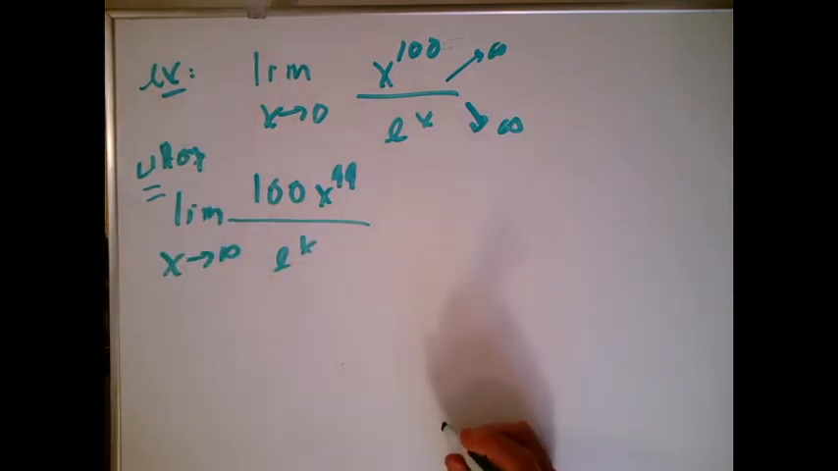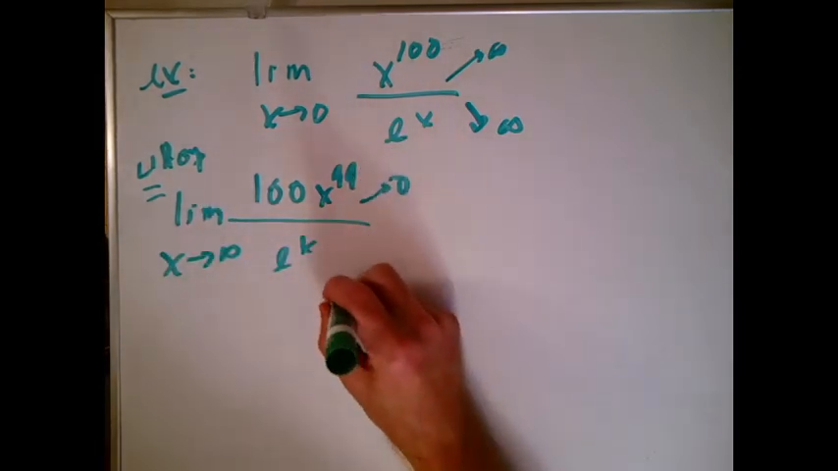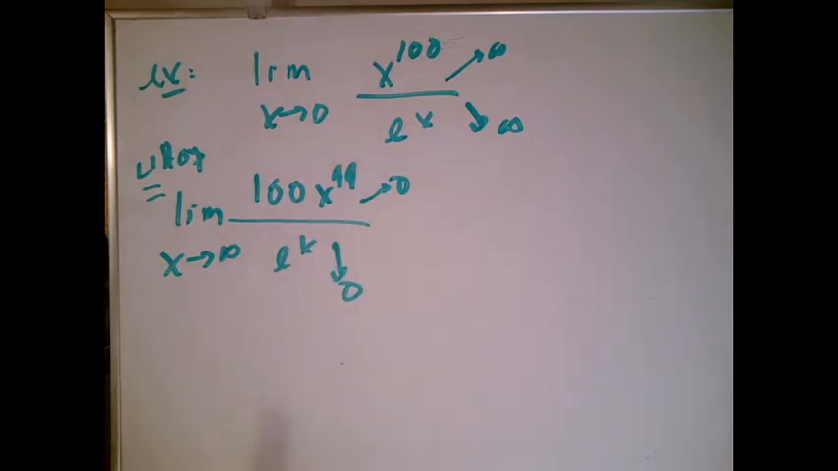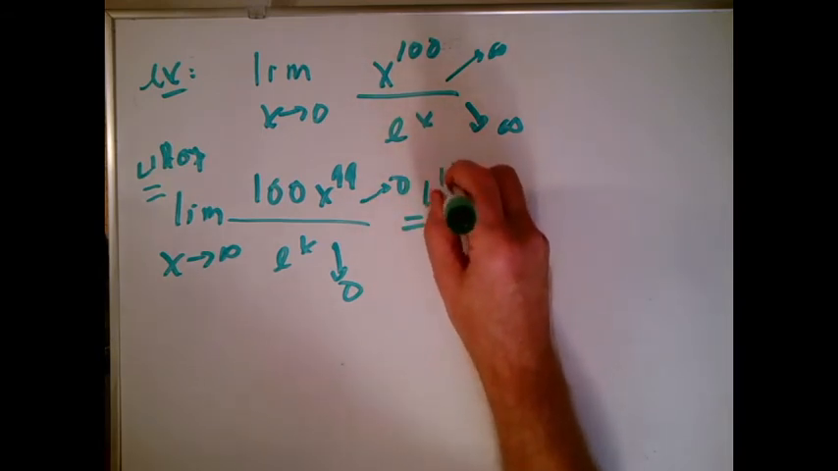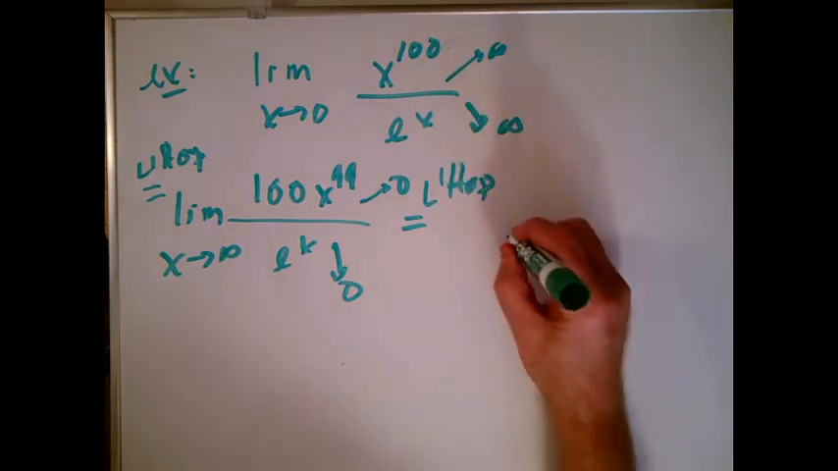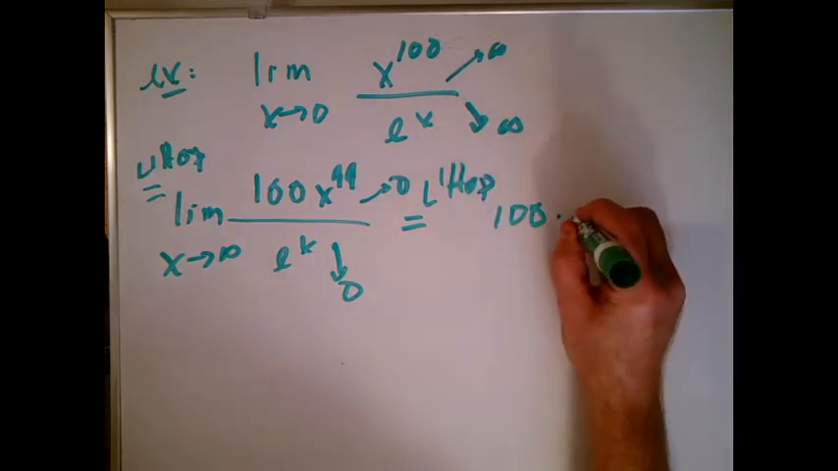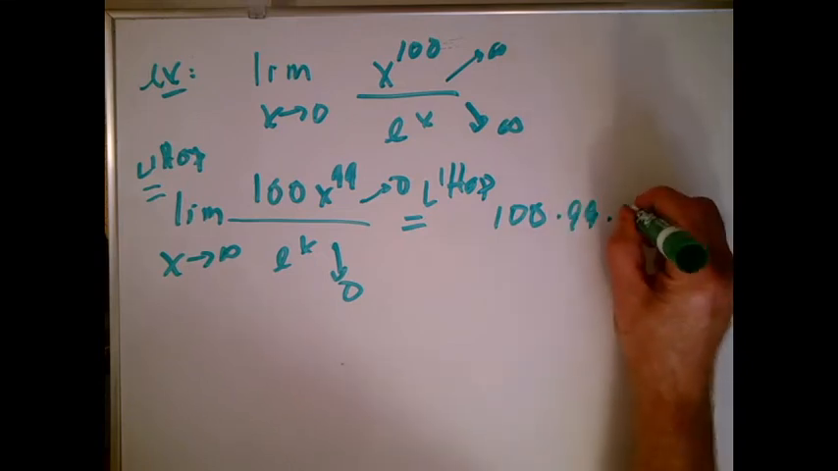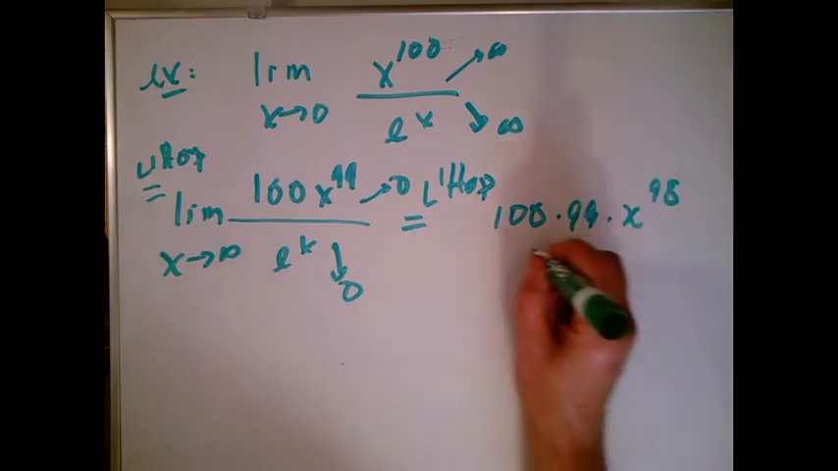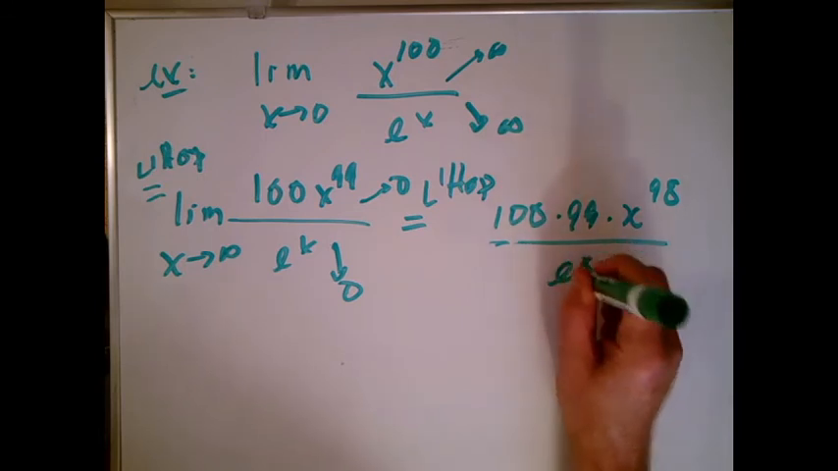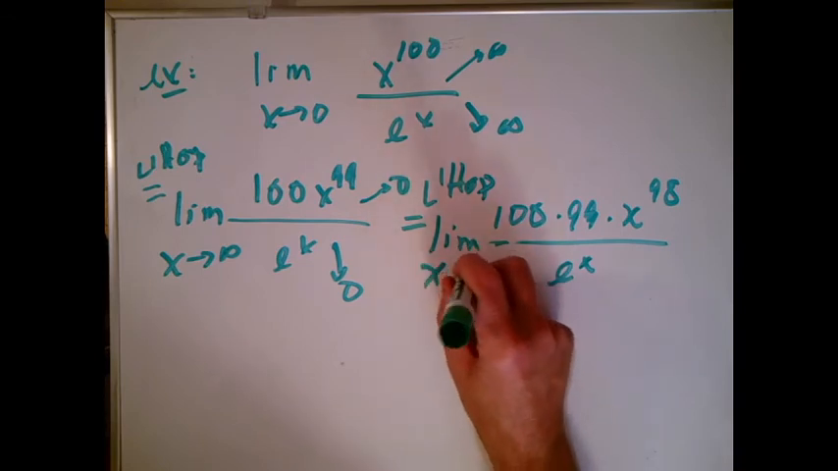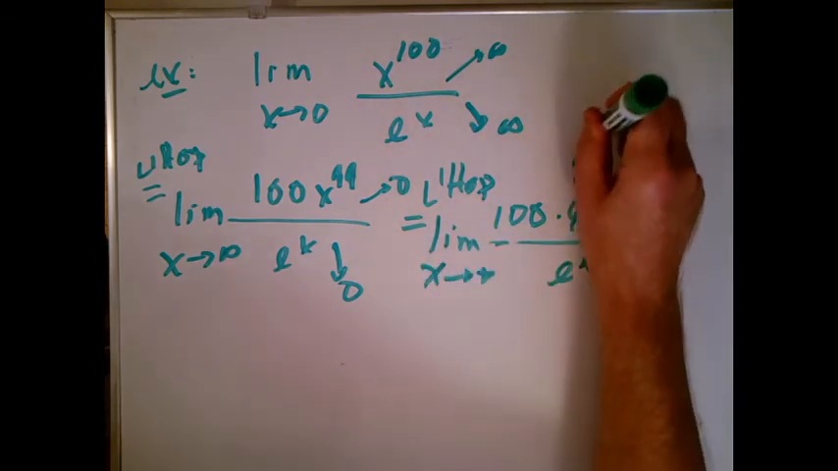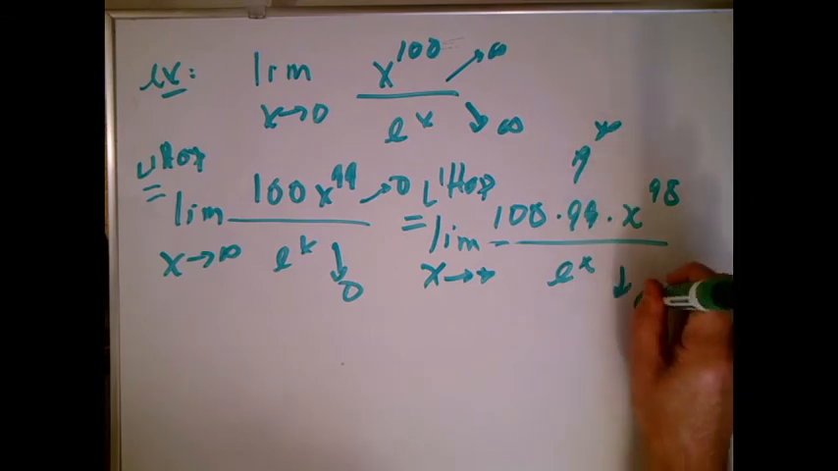Like that. Well, the top is getting close to 0. The bottom's getting close to 0. Now the power on the top got a little bit smaller. That's great. But we can use L'Hopital's rule again. So I'm going to tell everybody, hey, we're using L'Hopital's rule again. And we're going to get 100 times 99 times x to the 98th. On the bottom, we just get e to the x again. Right? And we're supposed to try to take the limit all over again. Well, the top is going to infinity. The bottom's going to infinity. And we can do this.